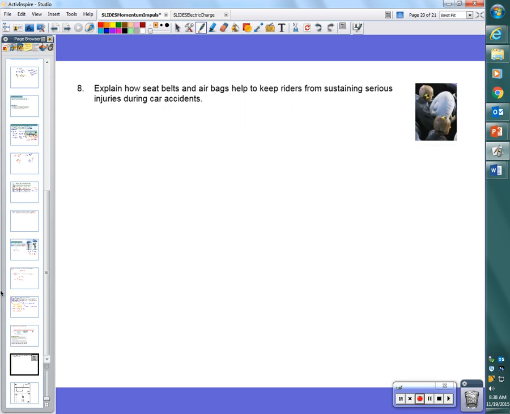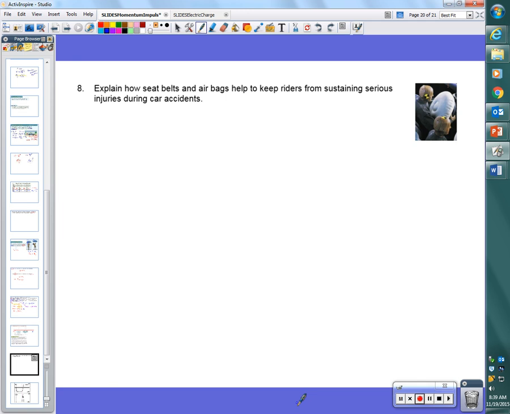this problem. Right? Number 8. What does an airbag do for you? Oh, it gives you more time to stop. Increases the time that it takes for you to stop. If you're in a car accident, you're moving at the same speed as the car is, right? Initially, you and the car move at the same speed.